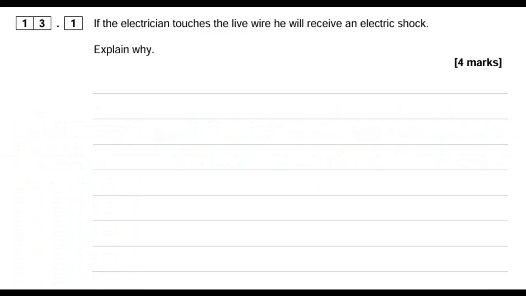Okay, moving on to the last question, question 13. There is a little diagram for this one. However, it isn't needed for any of the actual questions because AQA is just like that. 13.1. If the electrician touches a live wire, he will receive an electric shock. Explain why.